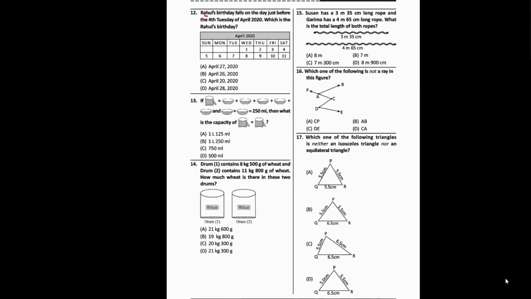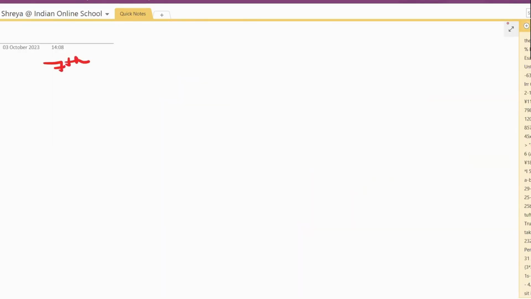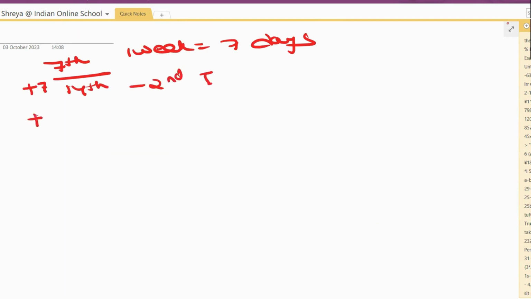The question reads, Rahul's birthday falls on the day just before the 4th Tuesday of April. If you just check over here, the first Tuesday of April is the 7th. If the first Tuesday is the 7th, 1 week has 7 days. So if you just keep on adding 7, all will be a Tuesday only. 14th, that's the second Tuesday. Next, again 7 added to this 14 gives you 21st. That's the third Tuesday. And again 7 added gives you Tuesday.